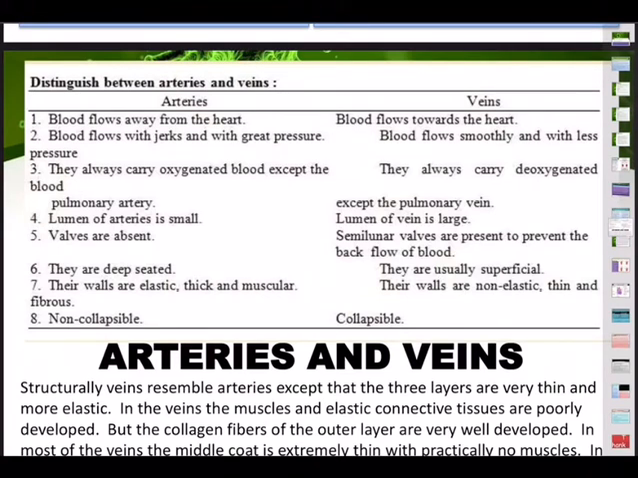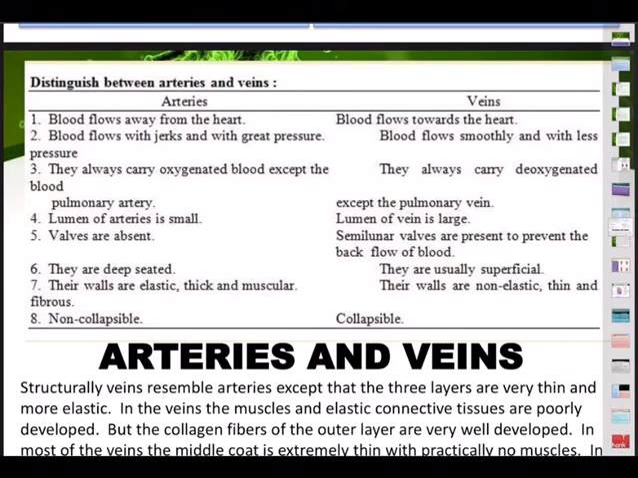Arteries carry oxygenated blood except in some cases, that is the pulmonary artery, which is the exception. Similarly the renal artery to the kidney. And in the case of veins, they always carry deoxygenated blood except in the pulmonary vein. And the lumen of arteries is small. What is this lumen? When we cut open the internal radius, the hollow space is the lumen. Lumen of arteries is small, lumen of veins is large. We can say lumen is inner space.